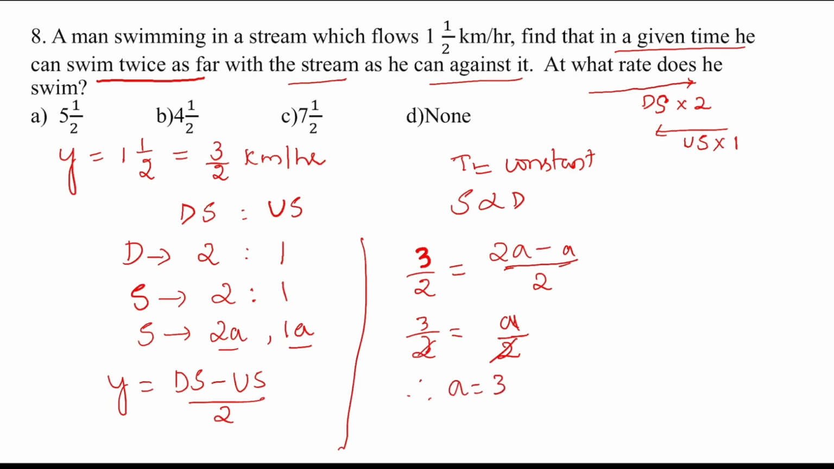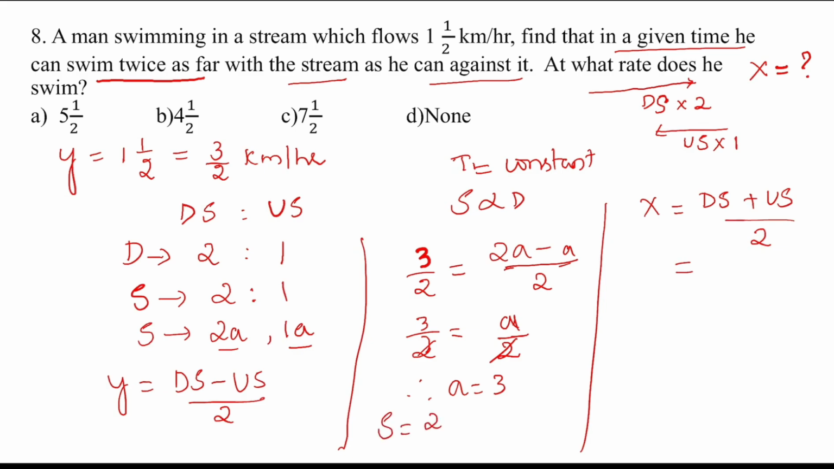But what is asked? They are asking at what rate does he swim? So what is the x value? This speed of the boat or man is x. So x value we want. So we know x is downstream speed plus upstream speed divided by 2. So downstream we got how much speed? We can substitute here. So downstream is 2 into a, where a is 3, and upstream is 1a, which is nothing but 3.